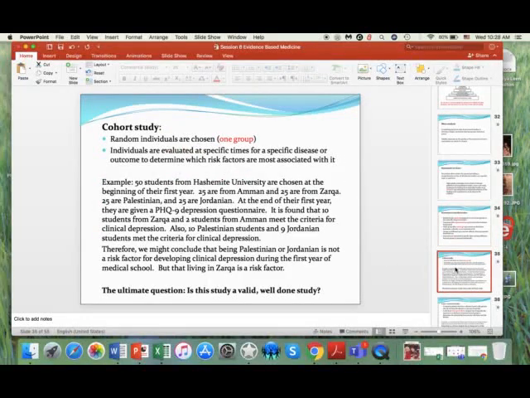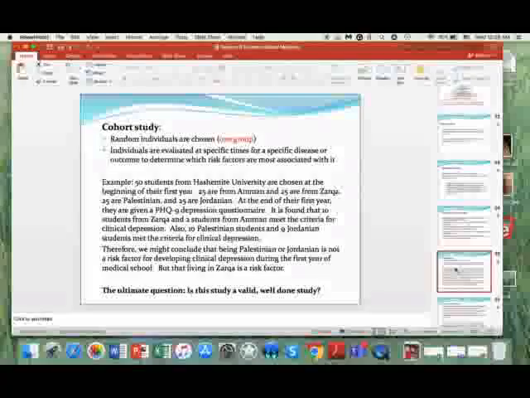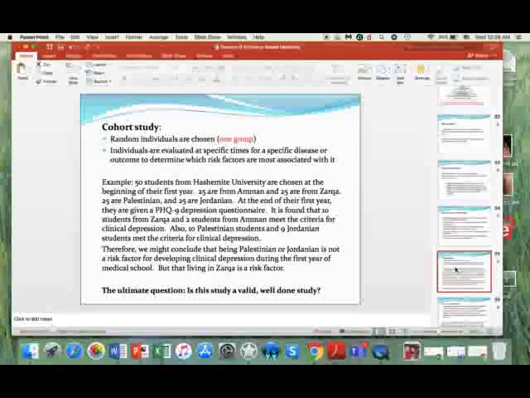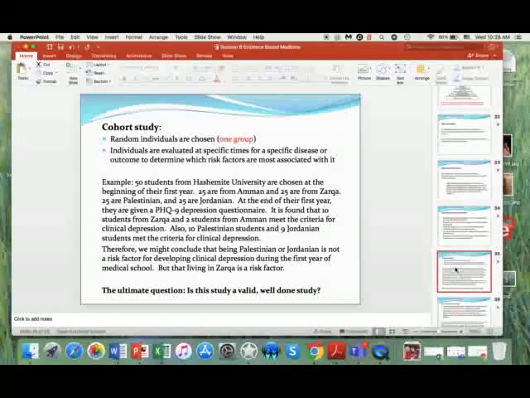This is in contrast to a cohort study. In a cohort study, there's normally just one group, and it's still random individuals chosen from the group, and they're still evaluated at specific times for a specific disease or an outcome. And then it's looked at which risk factors are most associated with that disease or outcome.